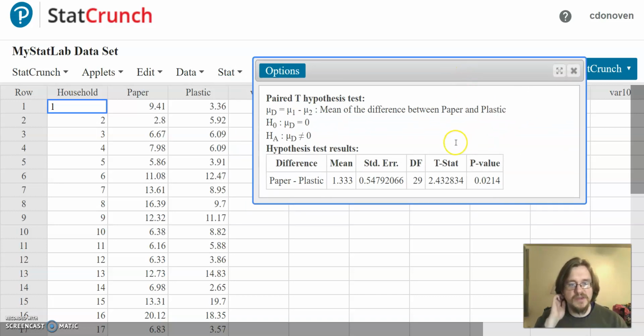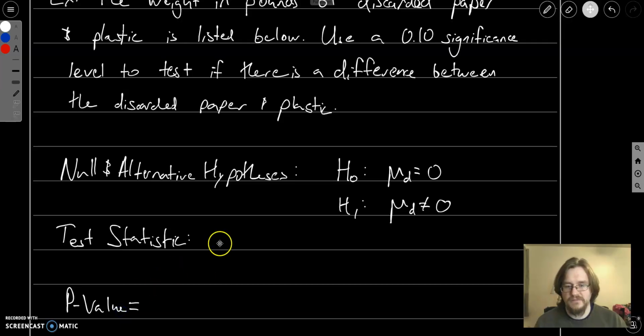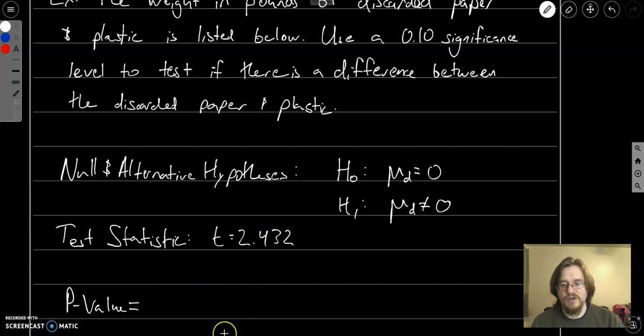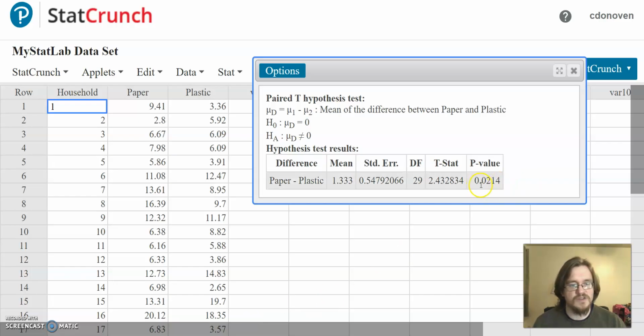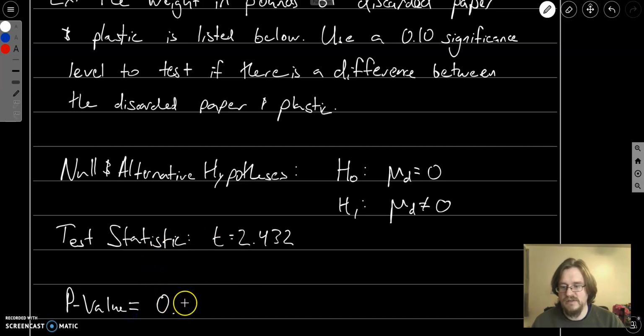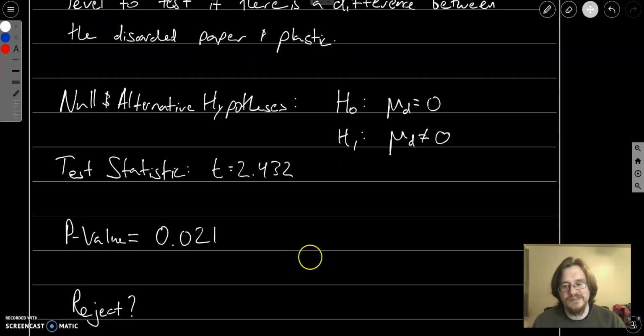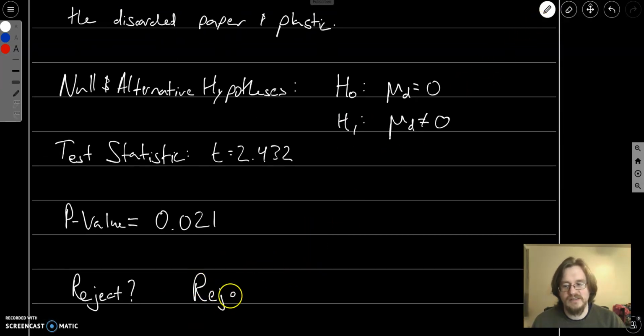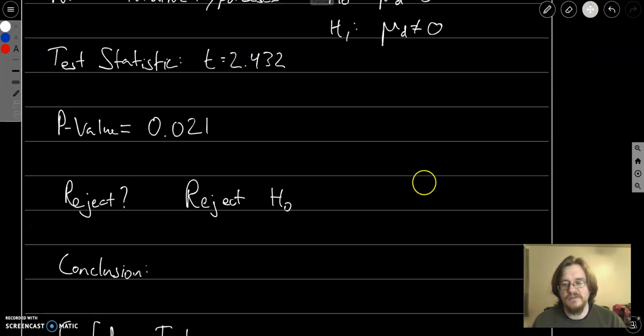And we get the following. Our t statistic is going to be 2.432. And our p-value that we calculate is going to be 0.021, if we just round it to 3 decimal places. This is less than the significance level. So if there were no difference, this would be highly unusual. So we will reject H0, as in it doesn't seem that the same amount of paper and plastic is thrown away.